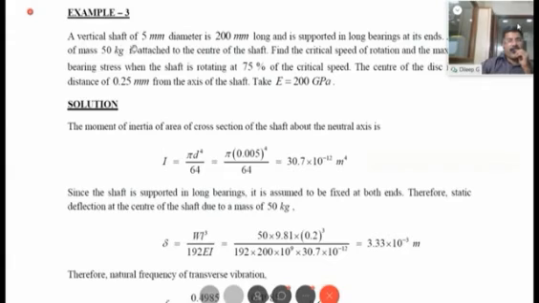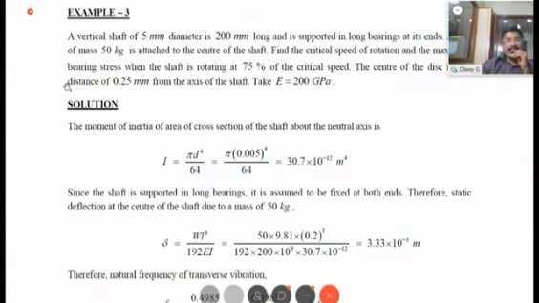A vertical shaft of 5 millimeter diameter is 200 millimeter long. Only 5 millimeter diameter and 200 millimeter long, and is supported in long bearings at its ends. I told you, when the shaft is supported in long bearings, its ends will not be yielding, which means that there will not be any slope. So it must be considered as fixed at both ends when it is supported on long bearings.